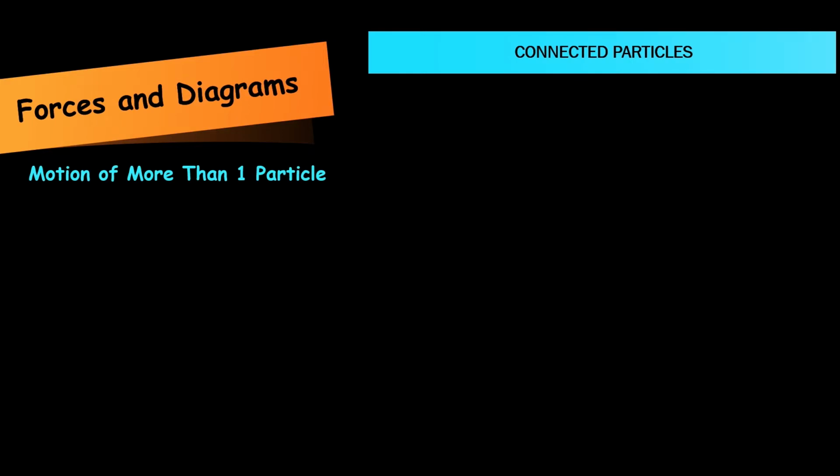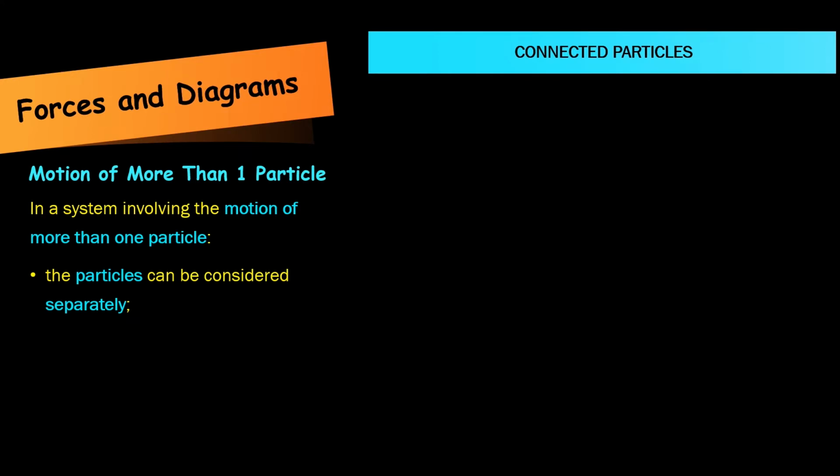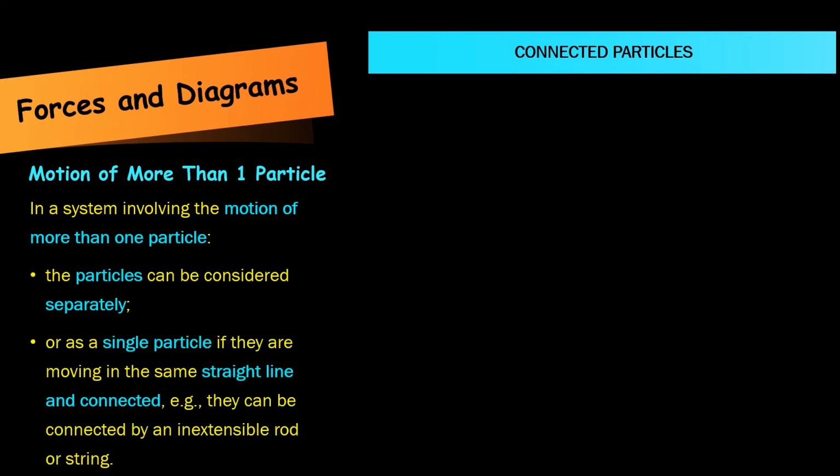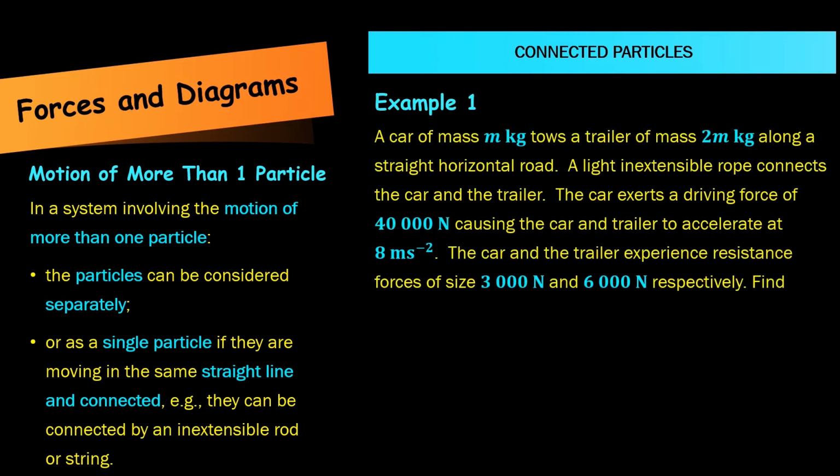Let's first begin by looking at the motion of more than one particle. In a system involving the motion of more than one particle, the particles can be considered separately or as a single particle if they are moving in the same straight line and connected. For example, they can be connected by an inextensible rod or string. Let's take a look at an example.